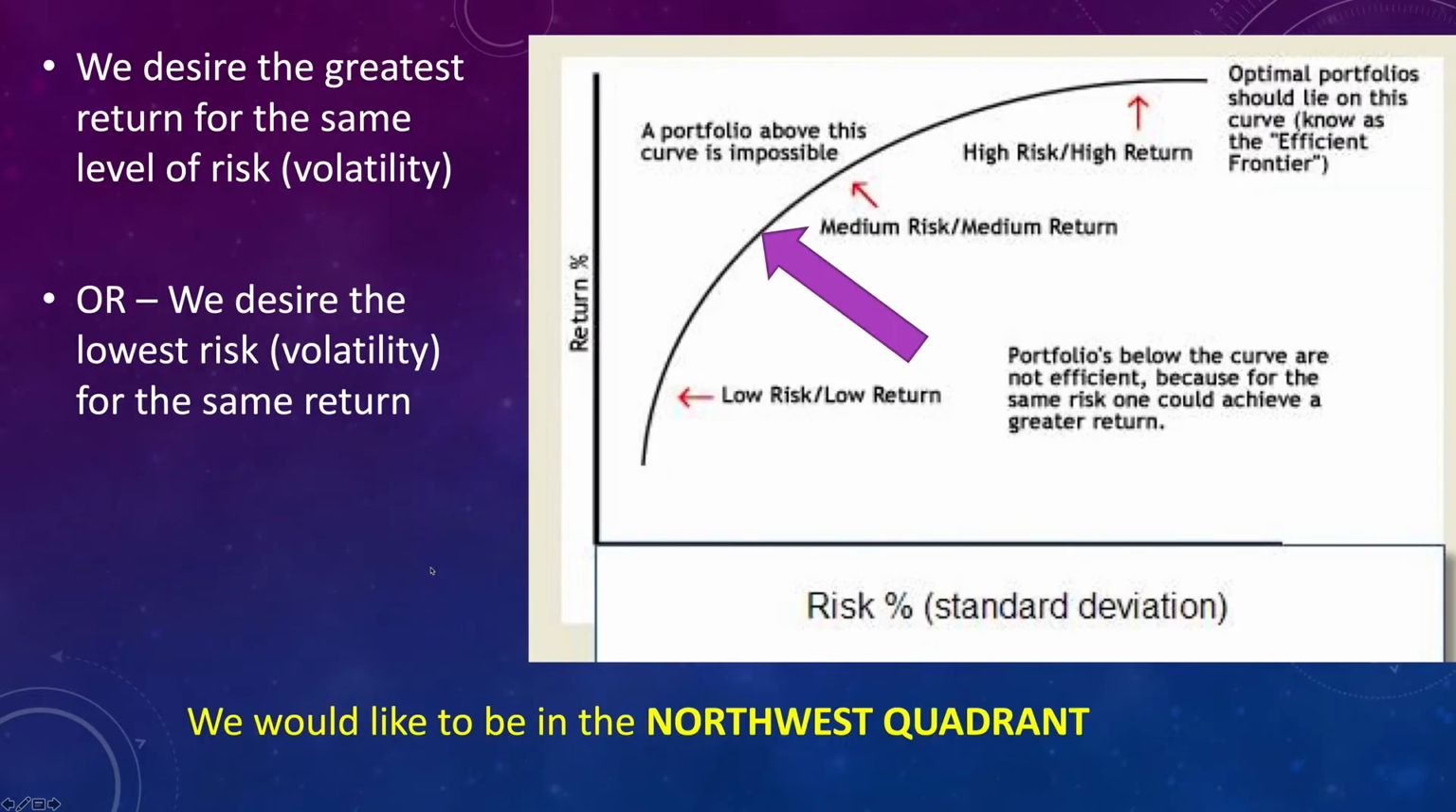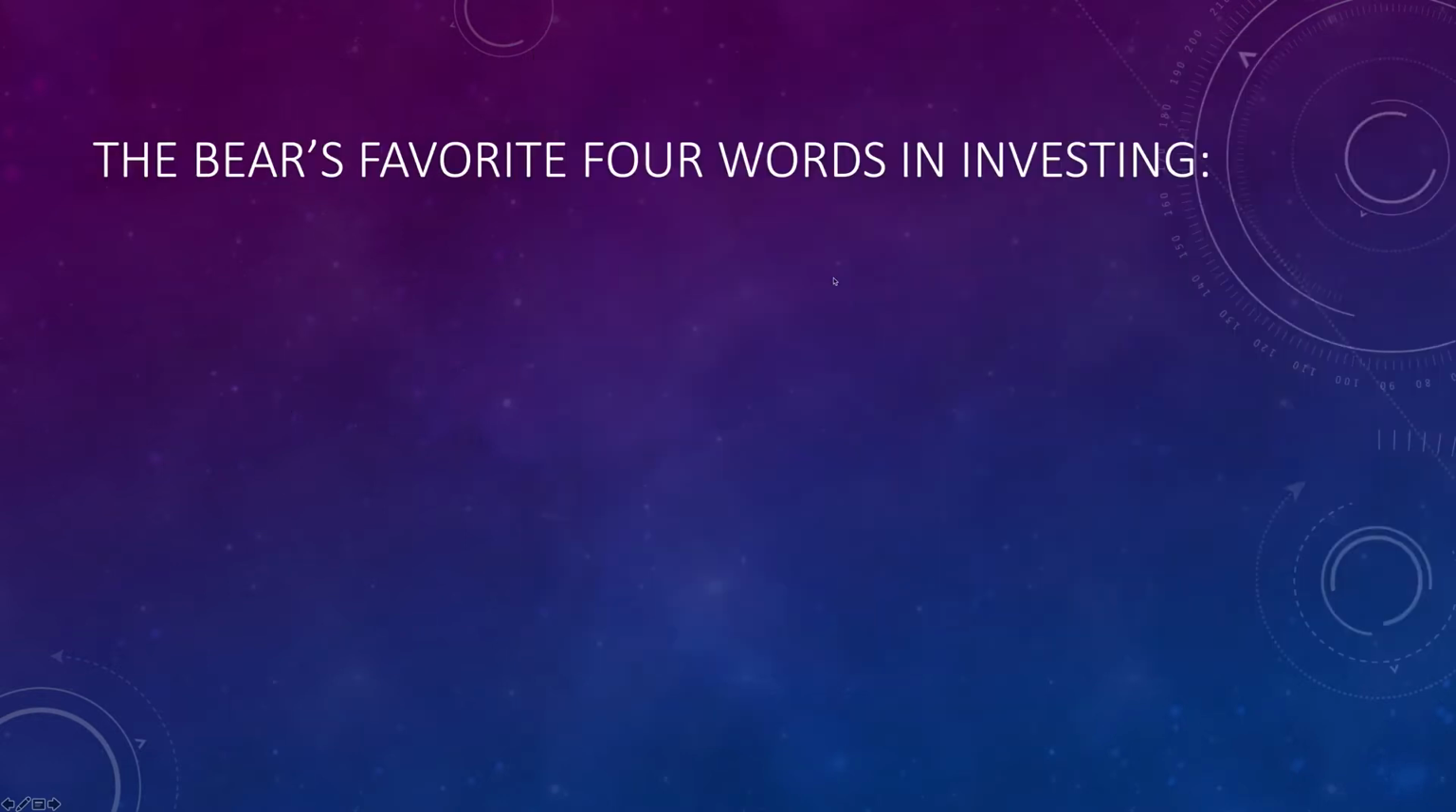All right. Again, we desire the greatest return for the same level of risk, or we desire the lowest level of risk for the same return. So basically, these are the optimal portfolios, and this line is called the efficient frontier, and we would like to be up here towards the northwest quadrant of that.